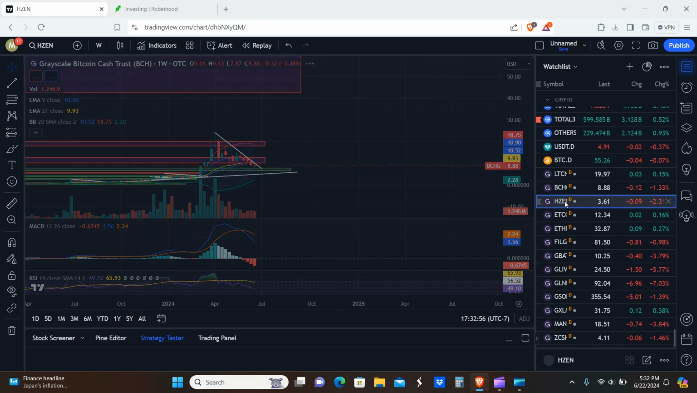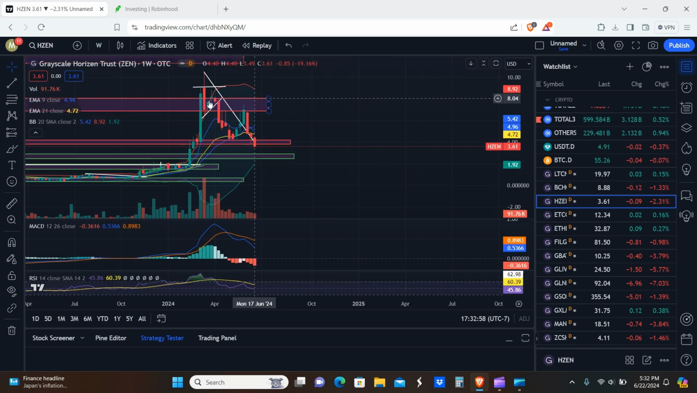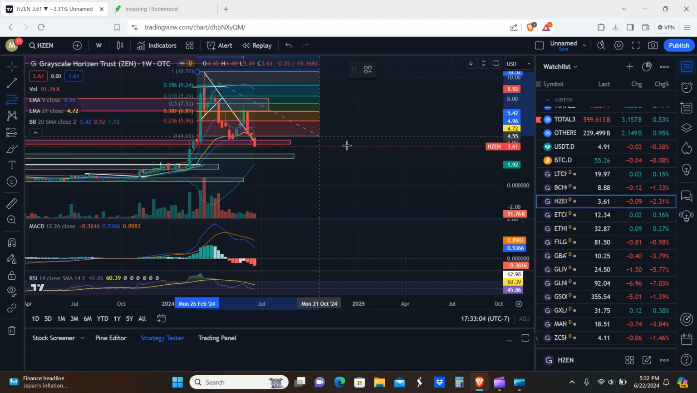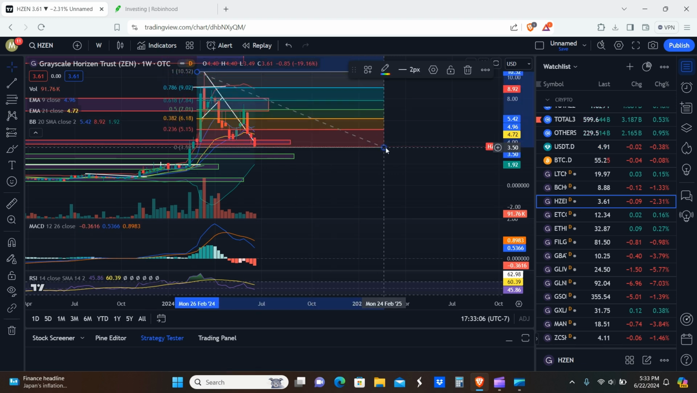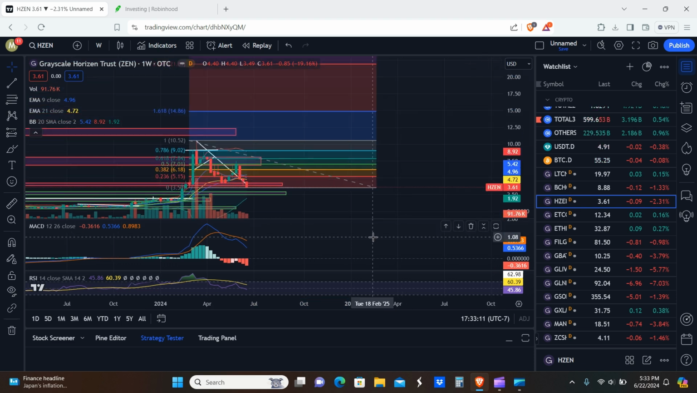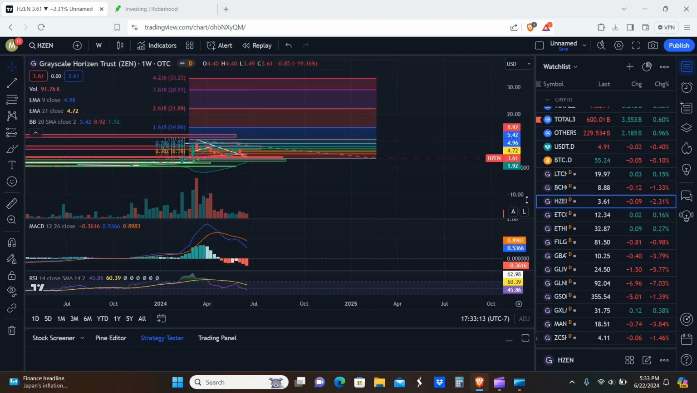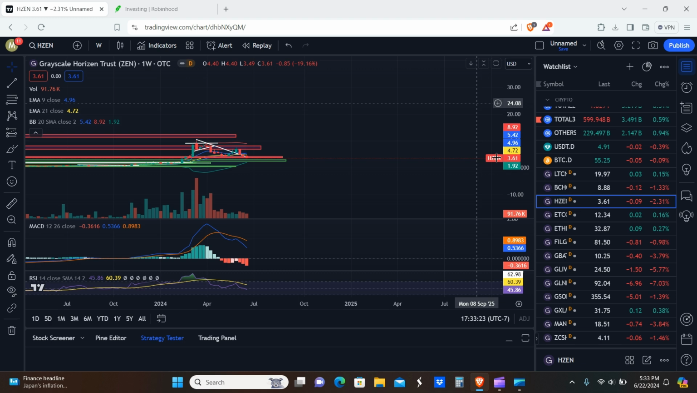So HSEN is going to do a very similar thing here. I don't think the current swing low is where the current price is. However, I will just tell you guys that if that is the case, the Fibonacci price targets would be about 15, 22, 29, and 33 respectively.